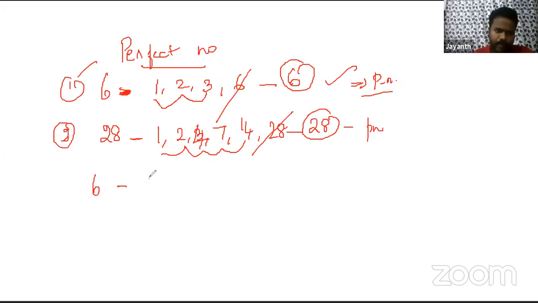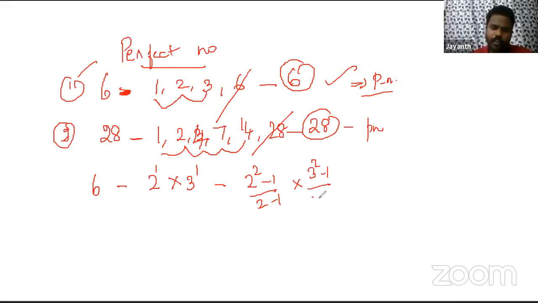Listen here. 6, if you prime factorize, is 2 power 1 into 3 power 1. The first step is to prime factorize. Now use the formula. It is (2 power 1 plus 1 minus 1) divided by (2 minus 1), times (3 power 1 plus 1 minus 1) divided by (3 minus 1). 2 square minus 1 is 3. 2 minus 1 is 1. 3 square is 9, 9 minus 1 is 8. 3 minus 1 is 2. So 8 by 2 is 4.